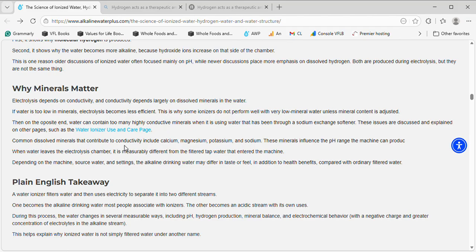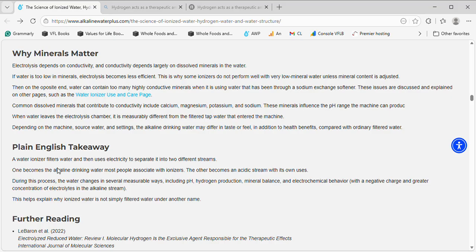All right, now the common dissolved minerals that contribute to good ionizing of water are things like calcium, magnesium, potassium, and even some sodium. These minerals influence the pH range the machine can produce. And when water leaves the electrolysis chamber, it's measurably different from the filtered tap water that entered the machine. Depending on the machine, source water, and settings, the alkaline drinking water may differ in taste or feel, in addition to health benefits compared with ordinary filtered water.